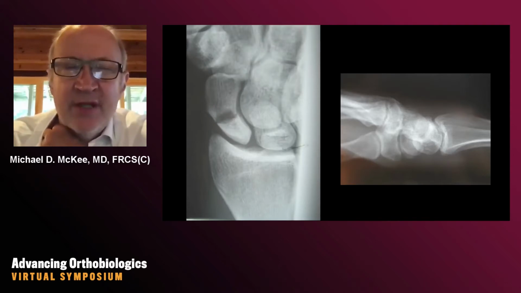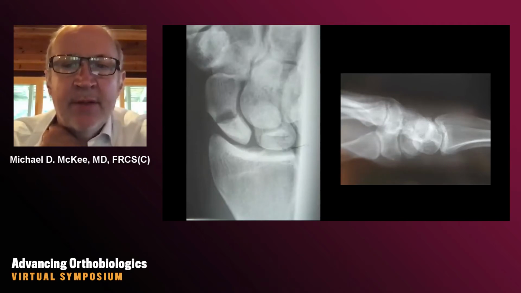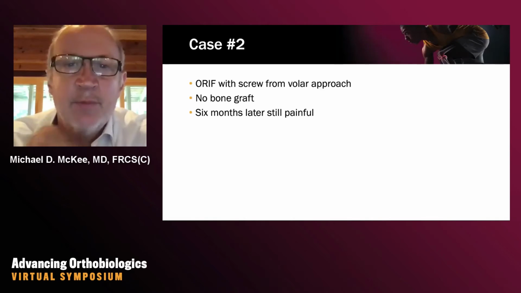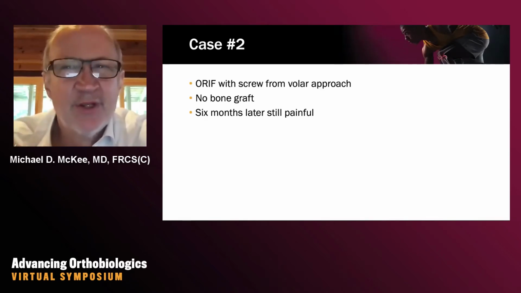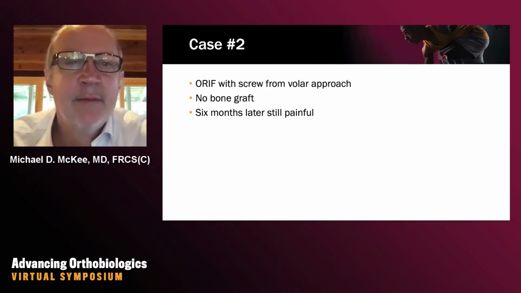You can also see that the proximal pole here is kind of ominously white. And if you look at both the AP and the lateral, you can see these starting to get some intracarpal deformity, a DISI pattern here. So this is a bit of a different situation. He was fixed with a screw from a volar approach. This operation was not done by myself, but no bone graft was used, which I think was probably an error in this particular situation. And then he comes to see me 6 months after that, still painful.